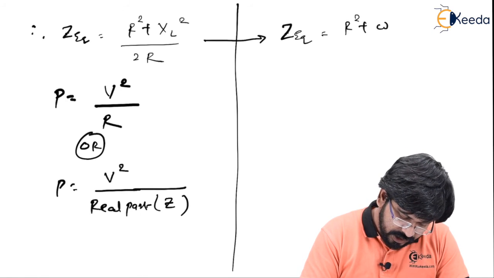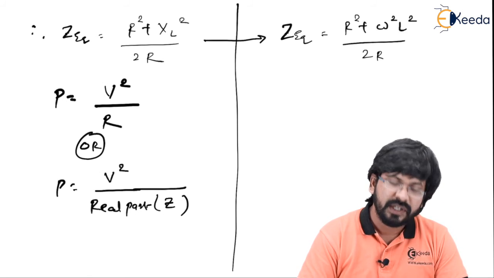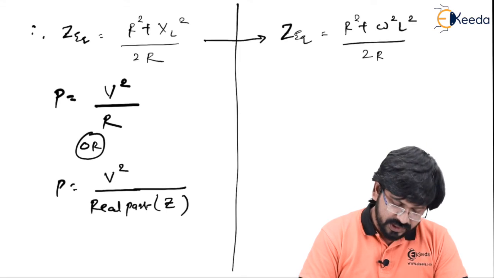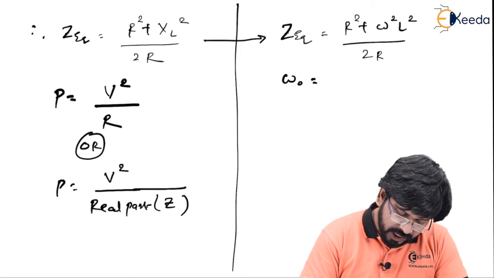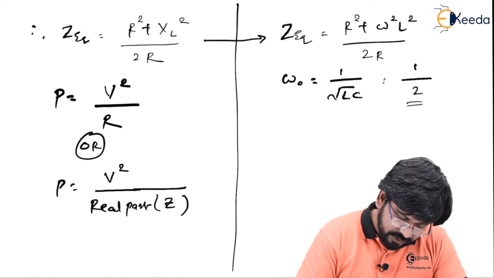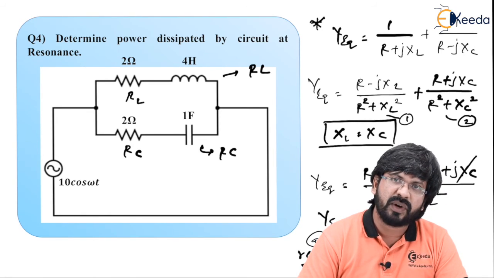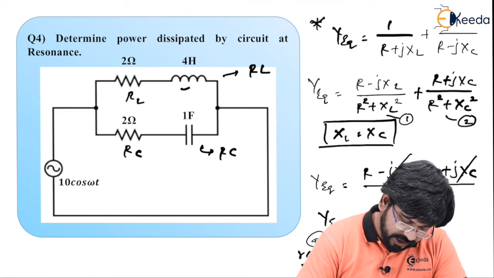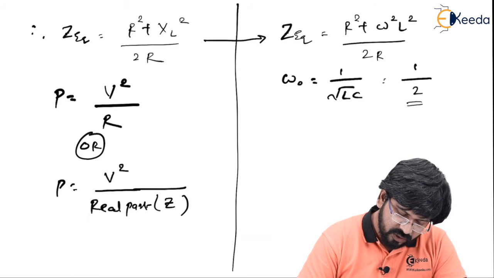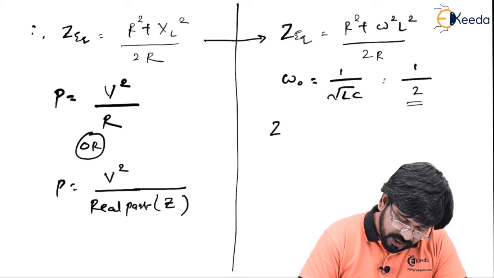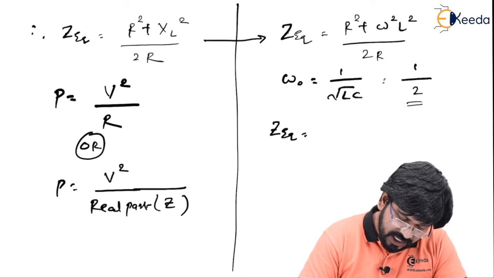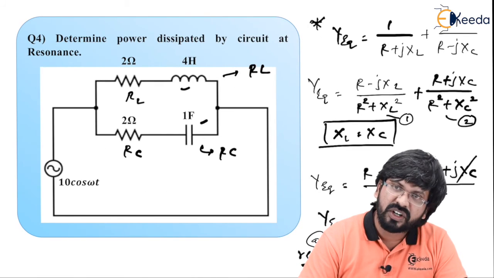R square plus omega square L square upon twice of R. Now the problem is omega is not known to us. So we should know the fact that omega is omega naught, which is 1 upon root LC in this case, which is 1 by 2. Just substitute the value of L as 4 Henry and the value of C as 1 farad. From the circuit 4 Henry and 1 farad, if you substitute, you will get omega naught equal to 1 by 2. Therefore, now Z equivalent becomes R square, where R is what? 2.